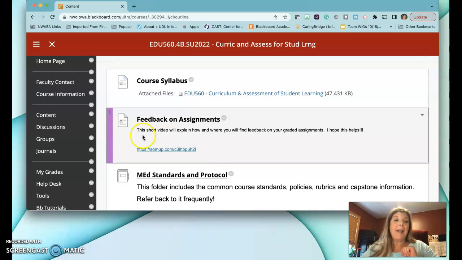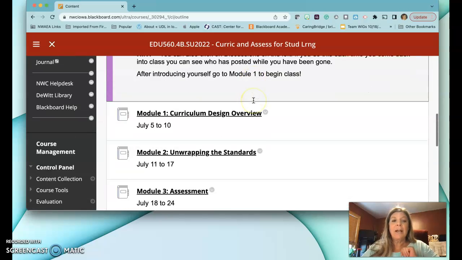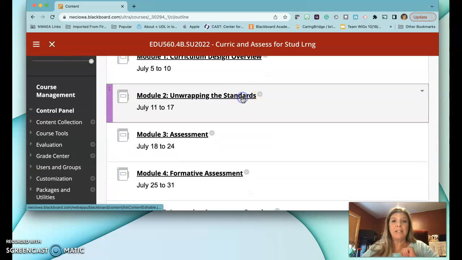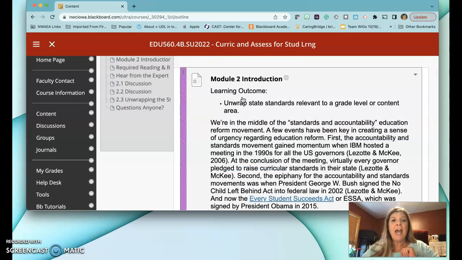So, I'm hoping you're looking forward to Module 2 and learning more about the design that Larry Ainsworth put together and the standards that are specific to your content area.